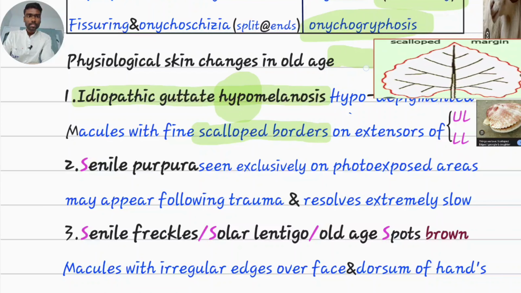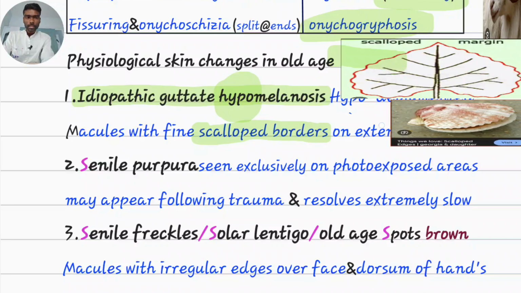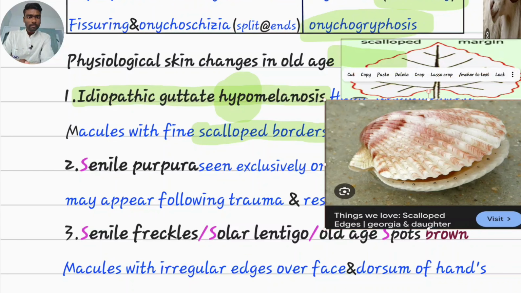Here you can see what a scalloped margin is. A scallop means a shellfish, whose margins are named after this. You can clearly appreciate the free edges of a scallop, which is named scalloped margins.